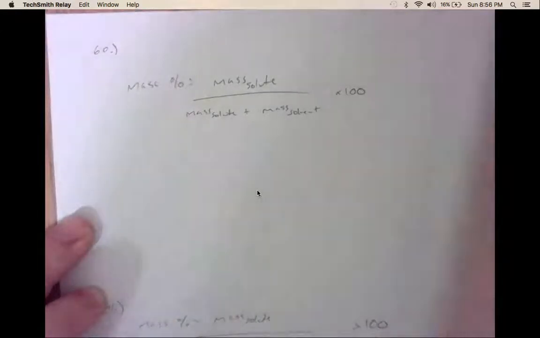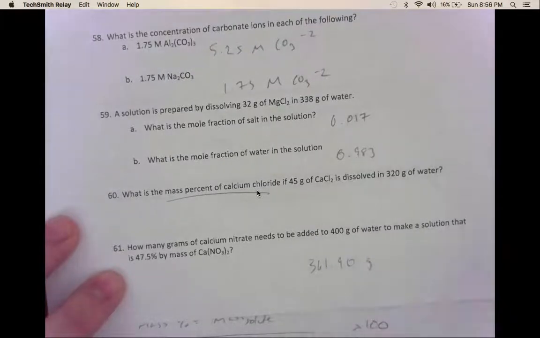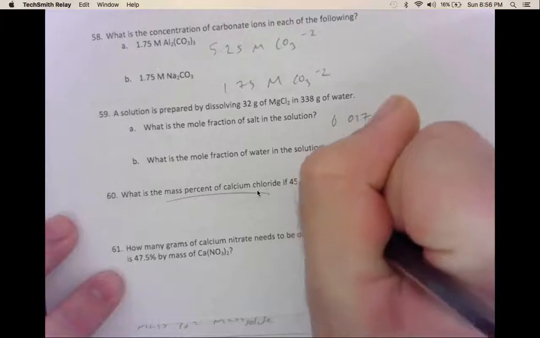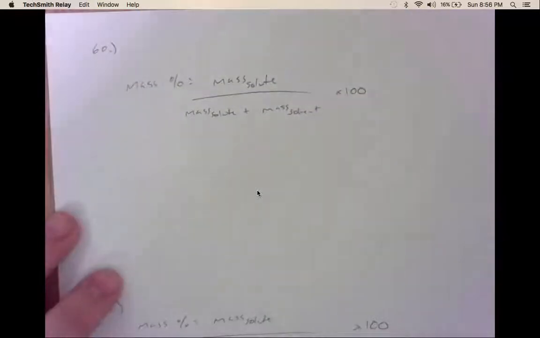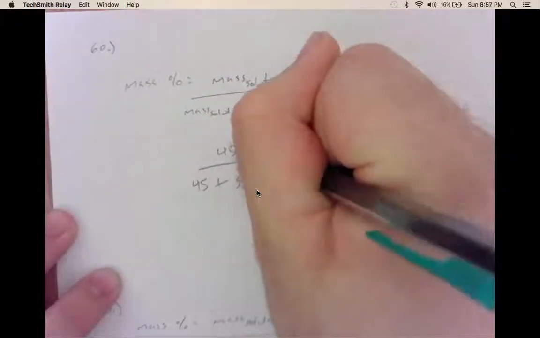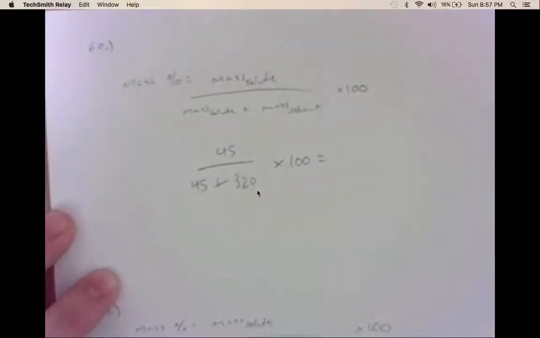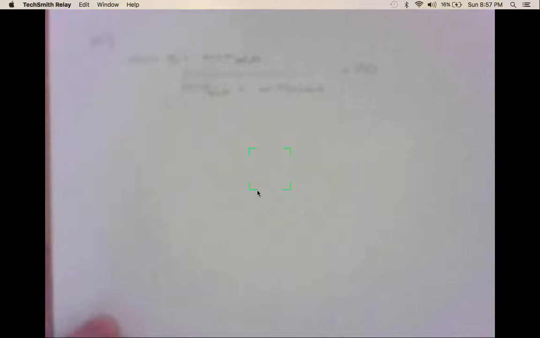So when you look back at the problem, it tells us 45 grams of calcium chloride is dissolved in 320 grams of water. So we need to just determine what these are. Remember, calcium chloride is the solute because it's being dissolved. Water is the solvent because it's what's doing the dissolving. So we would plug our values in. Where it says solute, we'll put 45. Where it says solvent, we'll put 320. All of that is multiplied by 100. To solve this, you just type it into your calculator, and you should get 12.33%.